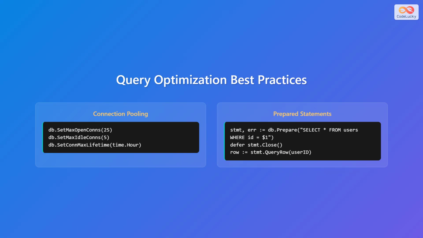For example, statement, err := db.Prepare("SELECT * FROM users WHERE ID = $1"); defer statement.Close(); row := statement.QueryRow(userID).